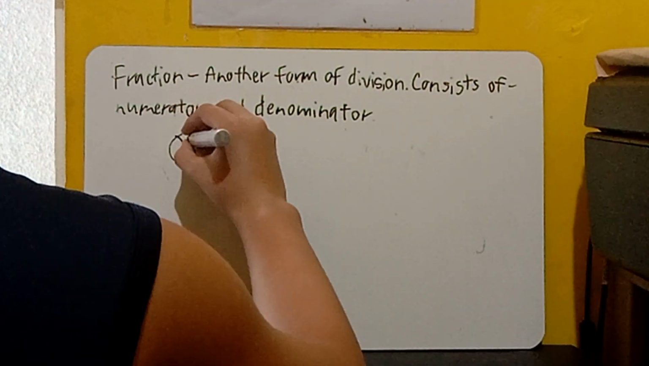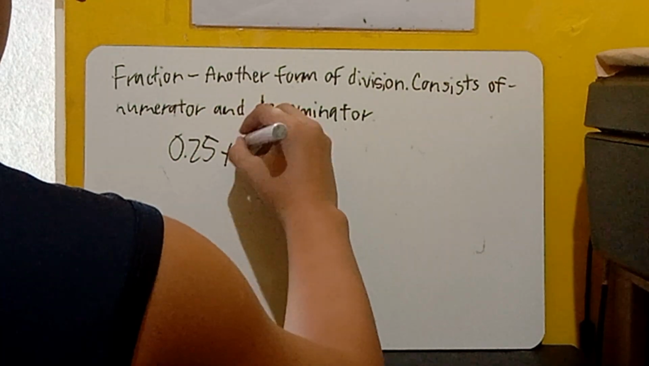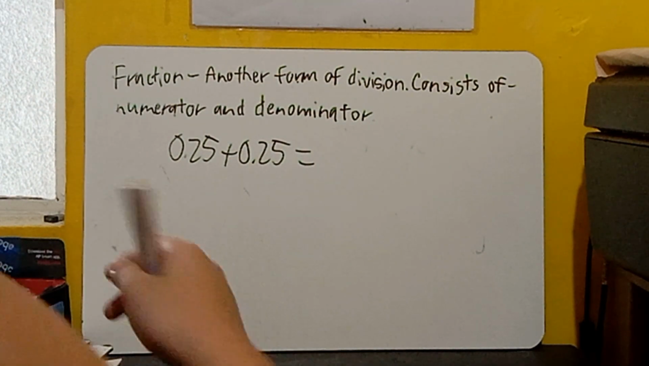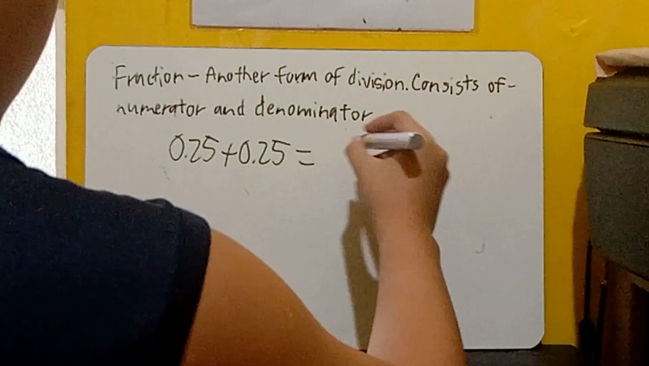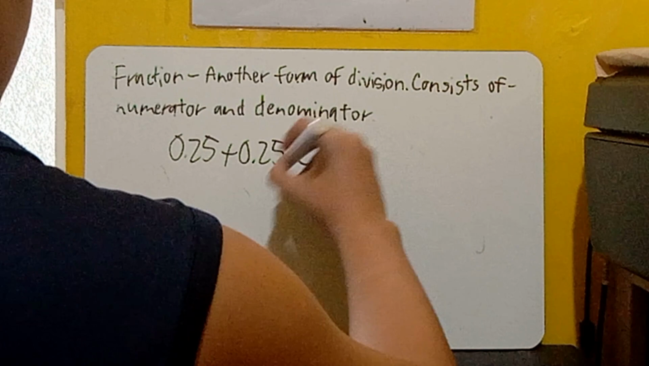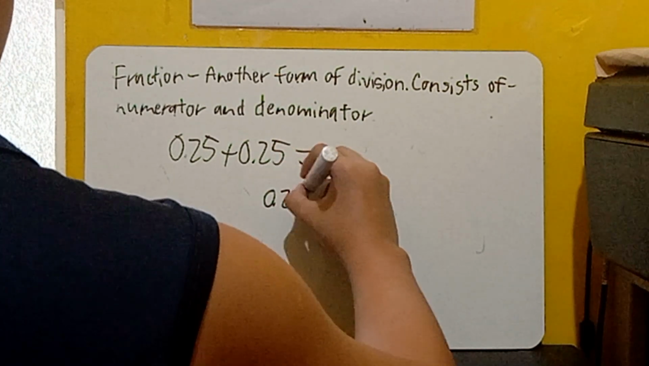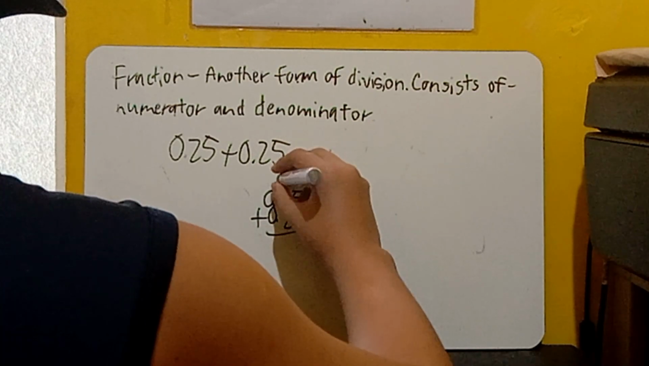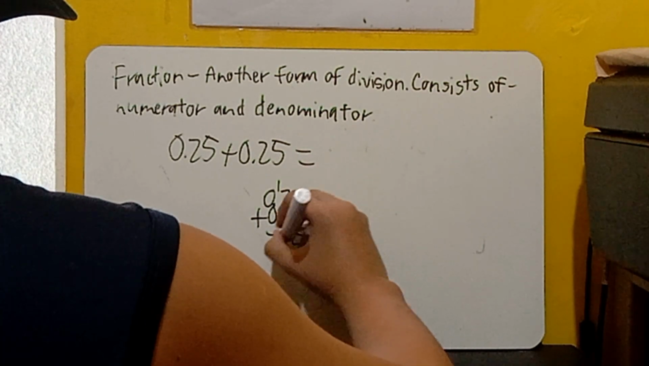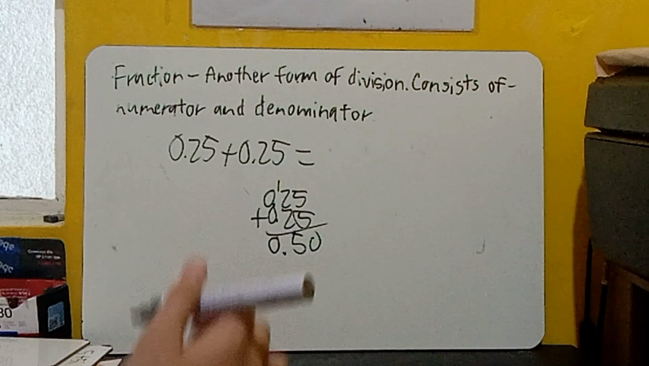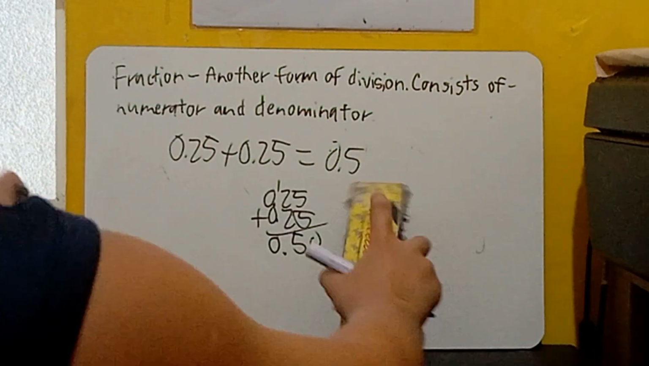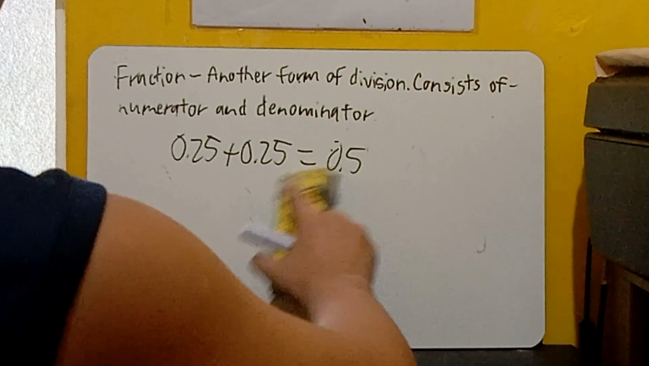Let's say we have 0.25 plus 0.25, a decimal arithmetic problem. To answer that, some people might do this, like this column, and then we answer it 5, 10, 4, 0.5. We answer it like that. Yeah, it will take you some time.